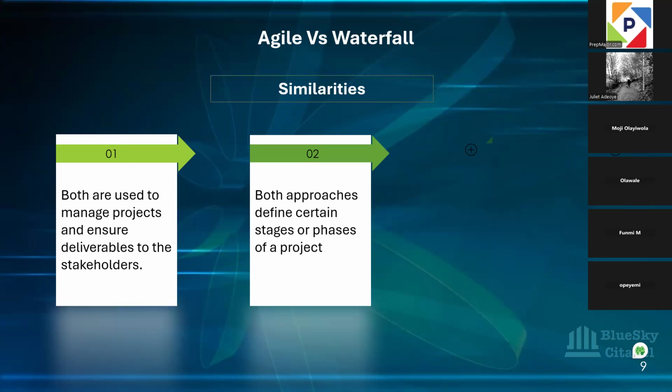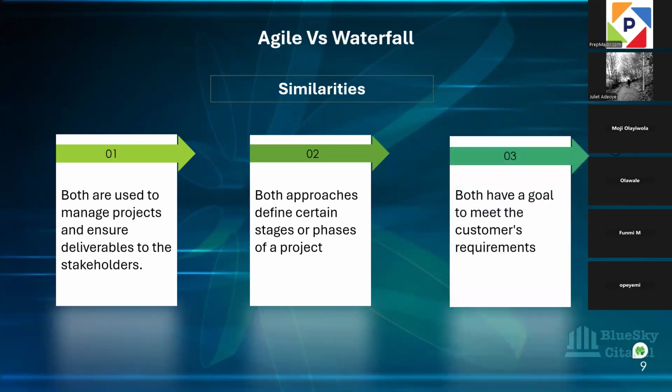So they all have their stages also. Developing has to come in Agile before you test. They have to develop before the tester tests, but they are working in the same sprint rather than finishing the whole development before the whole testing starts. That's not the case. So they both have the stages and phases of a project in them. And then lastly, both of them have a goal, and the goal is to meet the customer's requirement. The goal of the project is, at the end, to deliver to the customer and all the stakeholders.